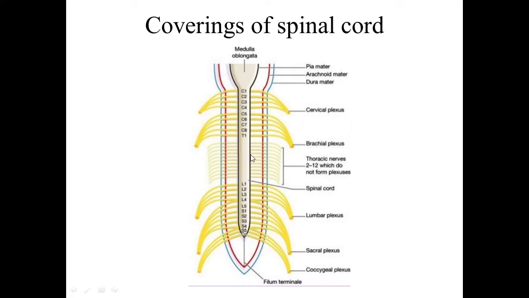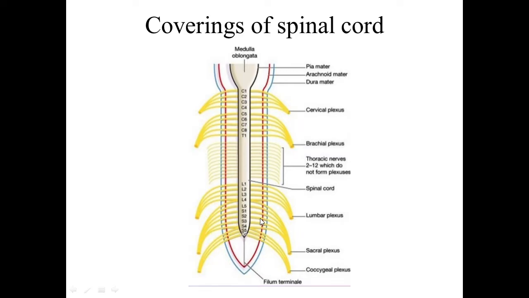Now this pia mater continues below the spinal cord. This is the lower end of the spinal cord, which is called the conus medullaris. Below the conus medullaris, the pia mater continues as a thin thread-like prolongation, and this is called the filum terminale. And this filum terminale extends up to the first coccygeal vertebra. So it is attached to the first coccygeal vertebra.